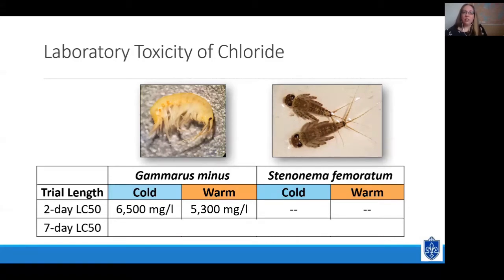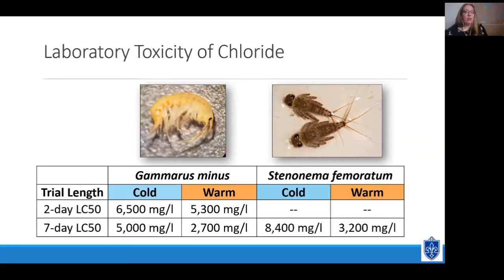So after 2 days, there was a difference between the cold and warm treatment for Gammarus mitis, but it was not significant. And then for the Stenonema, over half of the animals in all treatment levels survived for at least 2 days. And so the LC50 is higher than the highest test concentration, which was 14,500. So this high tolerance may be related to conditions in Sugar Creek, where anthropogenic land uses are already contributing salt to the stream. And so that may have resulted in some sort of adaptation or plasticity in the population, but I can't be sure on that.